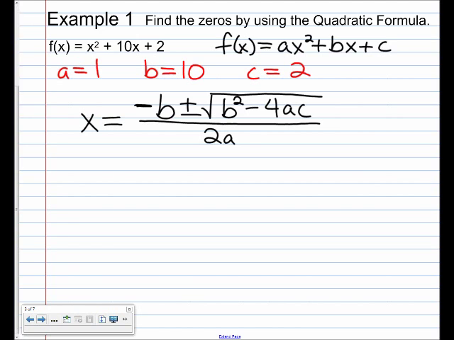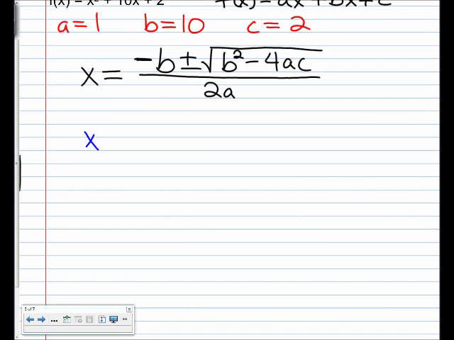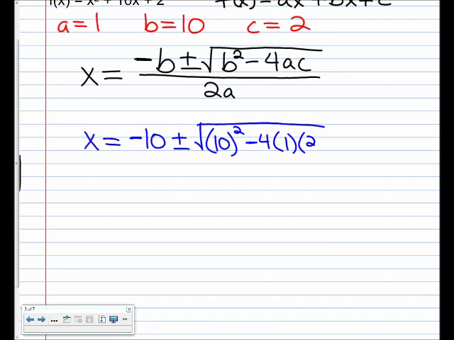So I'll use blue to solve by plugging these numbers in. So I have x equals. Now, you can write the opposite of 10, but the way I think of it, if b is 10, what is the opposite of 10? Negative 10. So that's what I write first. Plus or minus the square root of 10 squared. Notice the parentheses. You don't want to get in trouble here, so make sure you have the parentheses in the right place. Minus 4 times a, which is 1, times c, which is 2. That's all over 2 times 1.